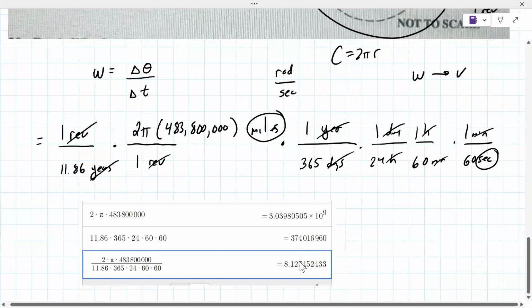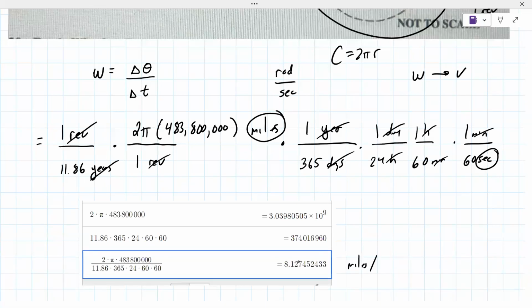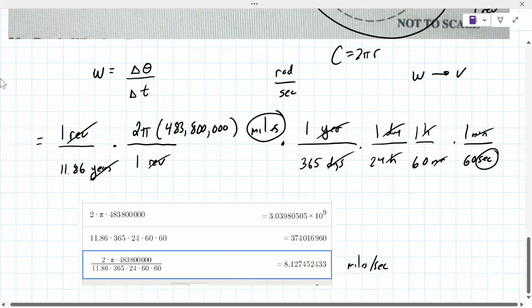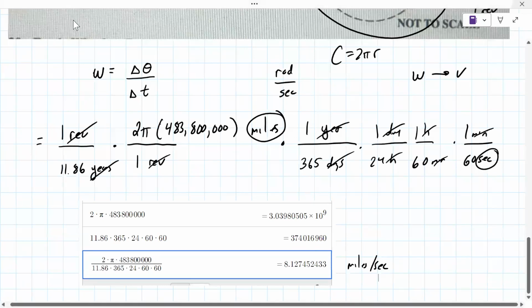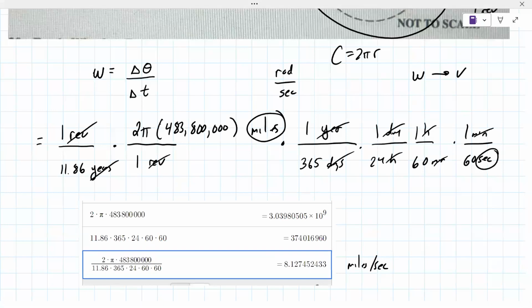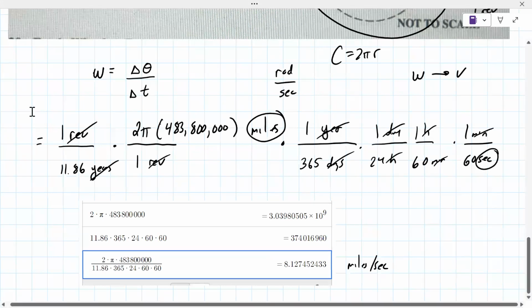Do you have the answer? Because I'm pretty sure this is it. Miles per second. Yeah, it's 8.127. Now, what this did is I got V. I think I probably just messed up multiplying the bottom. Oh, I think I forgot the 24. Okay. Yeah, that will definitely do it.